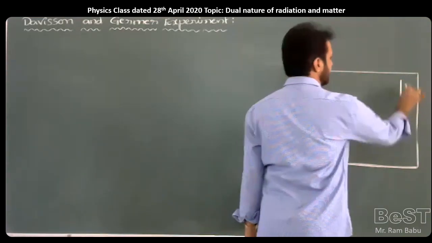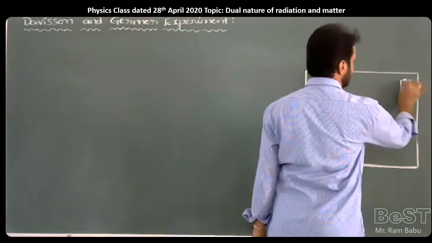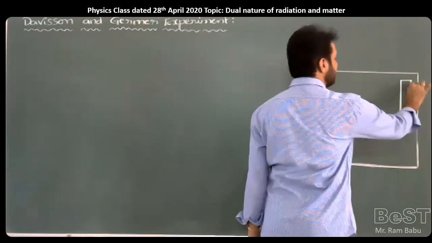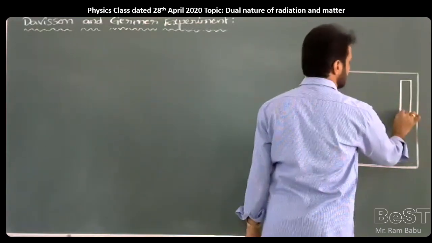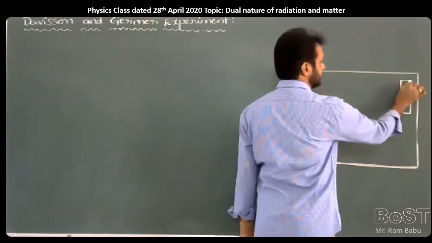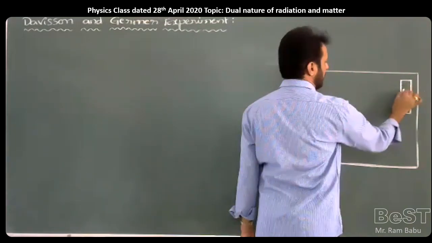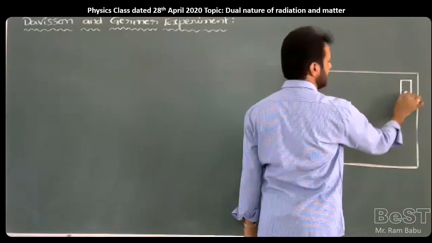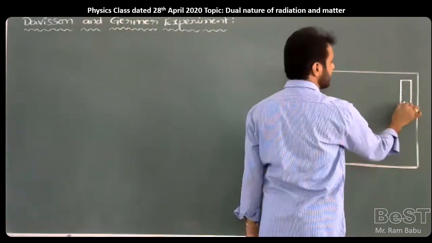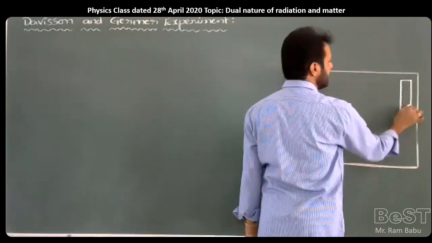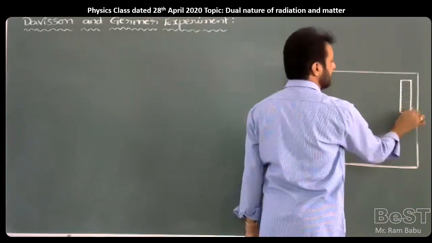It is a nickel crystal. It acts like a 3-dimensional diffraction grating. It contains atoms. Why we have to choose a nickel crystal in particular is because the space between atomic planes of the nickel crystal is nearly comparable to the wavelength of the electron.